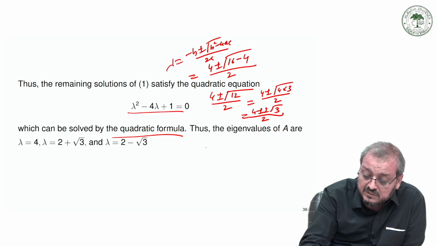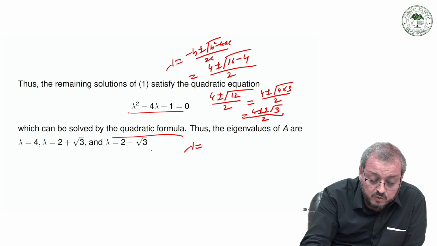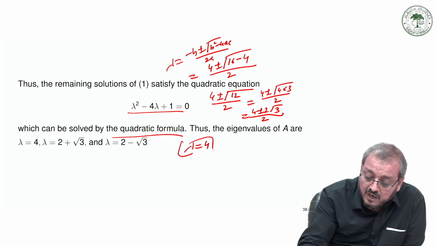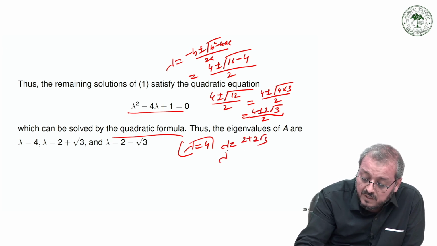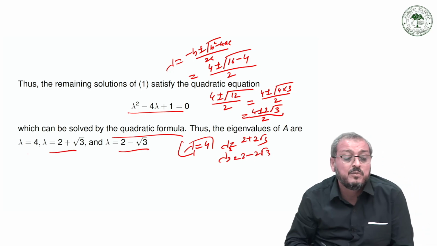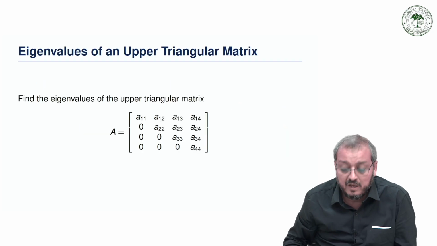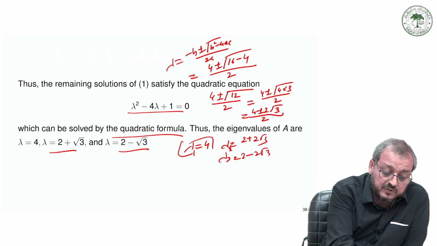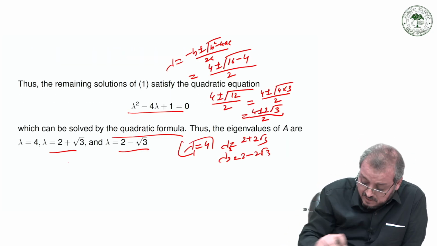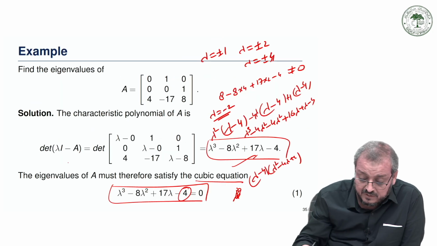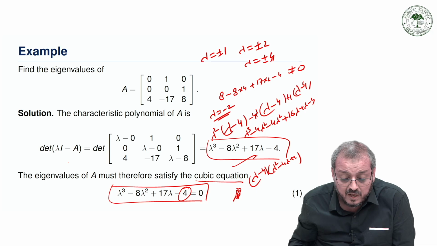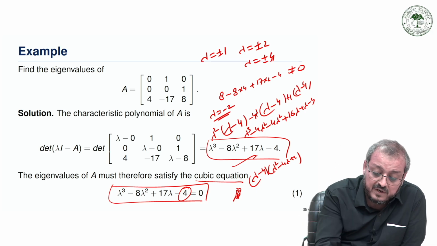So this means we can say that the roots are lambda is equal to 4, another lambda is equal to 2 plus 2 root 3, and lambda is equal to 2 minus 2 root 3. So these are the three possible roots here, and the corresponding lambda values are all these roots. Now if we want to find the solution of this equation, we can simplify it.